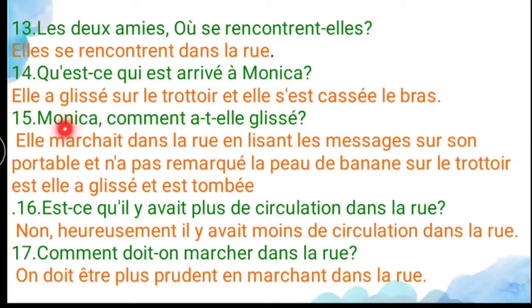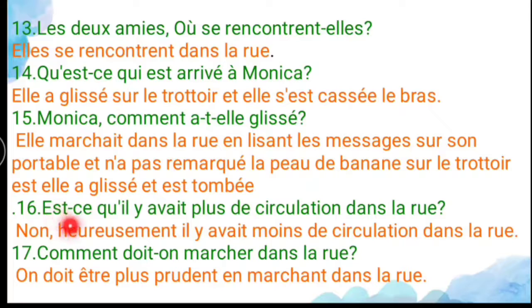And 15th one, Monica comment a-t-elle glissé? So how did she slip? Elle marchait dans la rue en lisant les messages sur son portable et n'a pas remarqué la peau de banane sur le trottoir et elle a glissé et est tombée. So it means she was walking on the road reading messages on her cell phone and she didn't notice the banana peel on the sidewalk and she slipped and she fell.